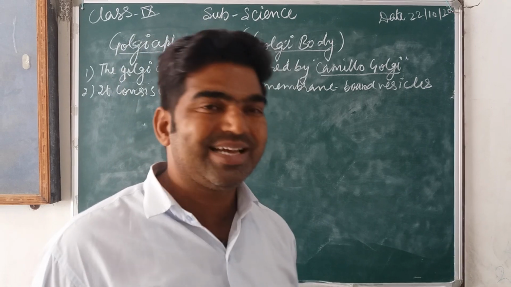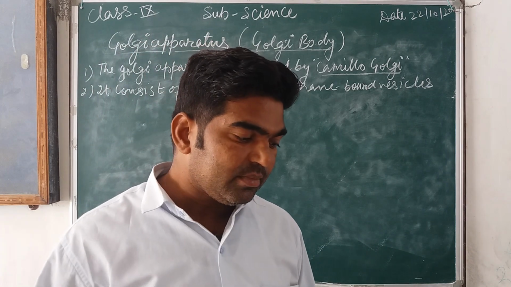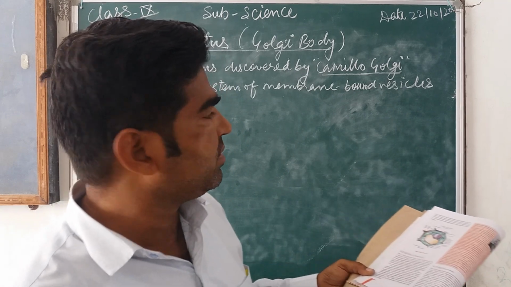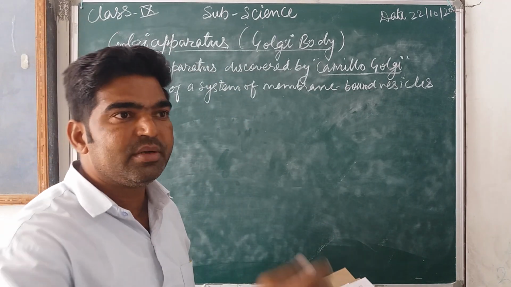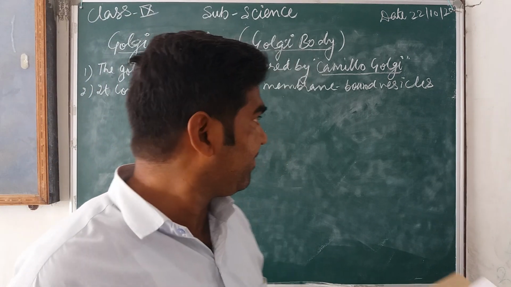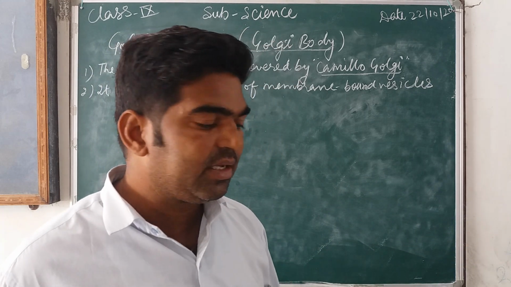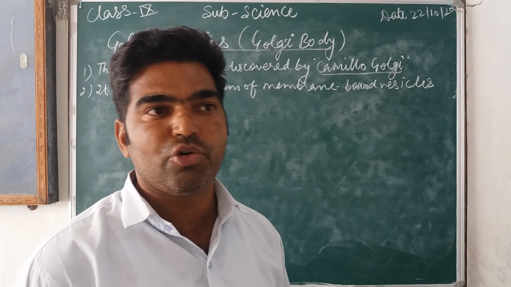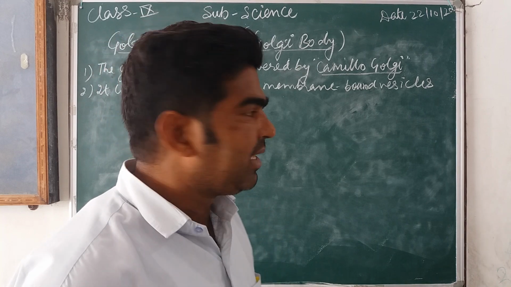So this is another cell organelle. I am sending the photo of the image of this cell organelle, and you can draw from there in your notebook. I think for today it's enough. We discussed the nucleus, endoplasmic reticulum and Golgi apparatus. The remaining cell organelles, lysosomes, mitochondria, plastids and vacuoles, we will discuss in the next class.